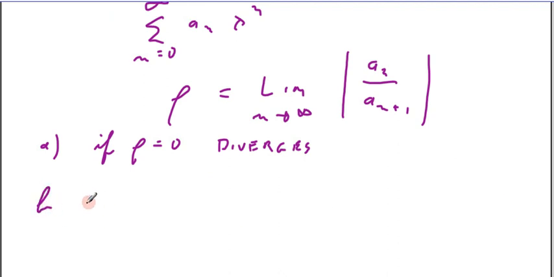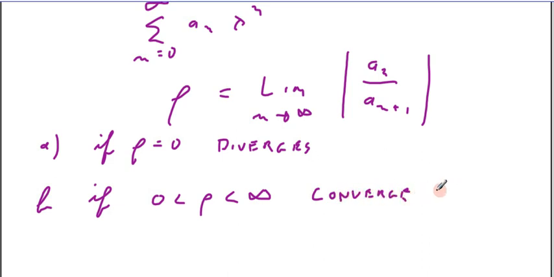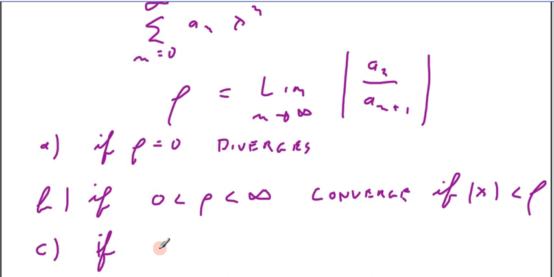And B, if 0 is less than rho is less than infinity, then I converge if x, the absolute value of x is less than rho. And the other possibility, C, if rho is infinity. Now, how can rho equal infinity? Anybody got that figured out yet? I think the author is probably doing something weird here.